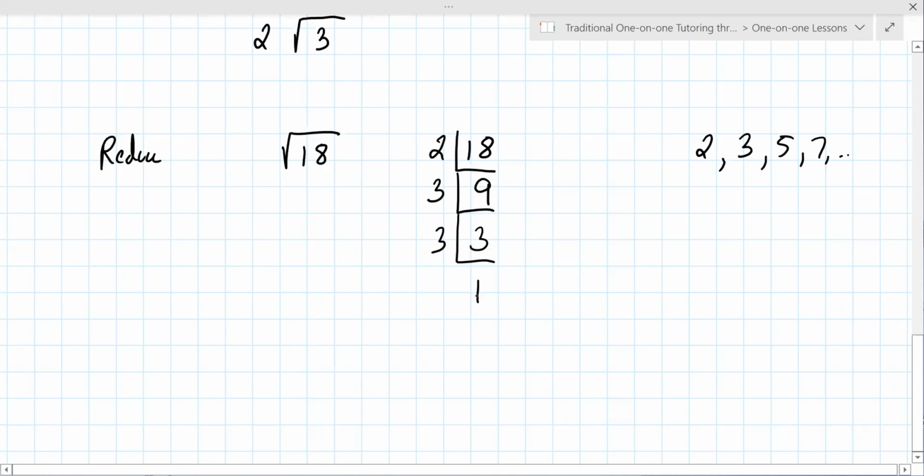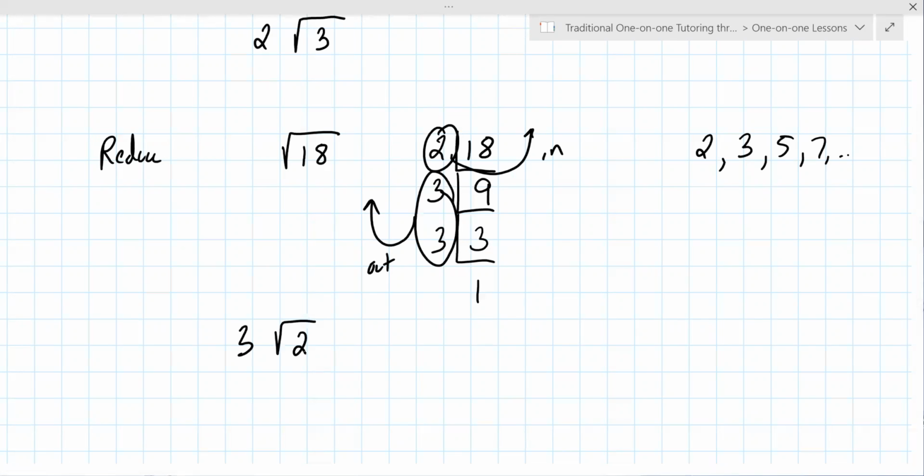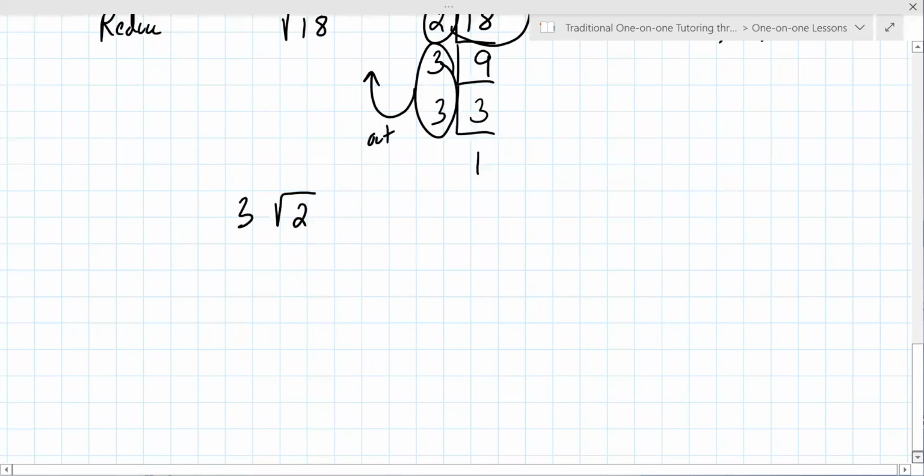Now you just asked me, is it always the last number? The answer is no. Because then 2 would be outside. 3 comes outside because it's a pair. 2 stays inside. So the answer is 3 square root 2, like that. Is that okay? Yeah, I got it.